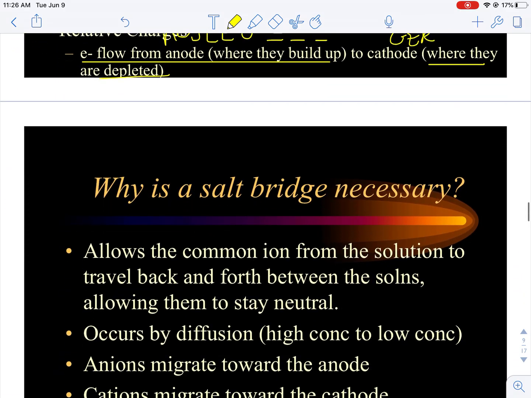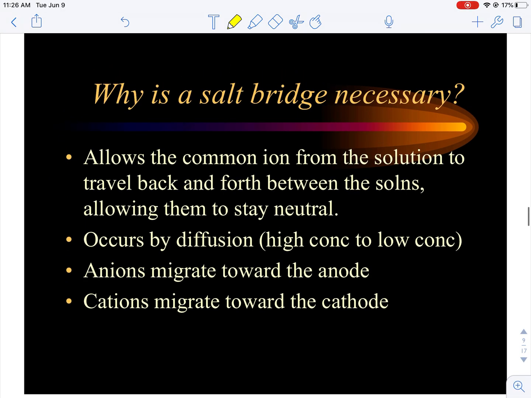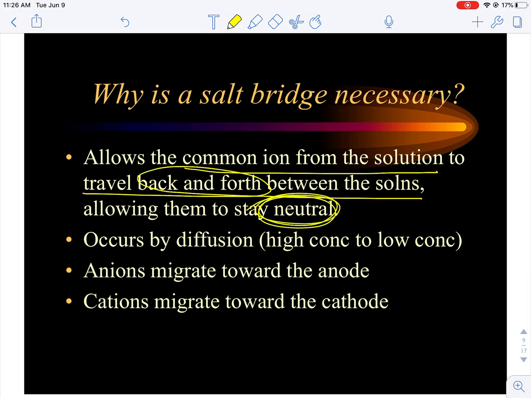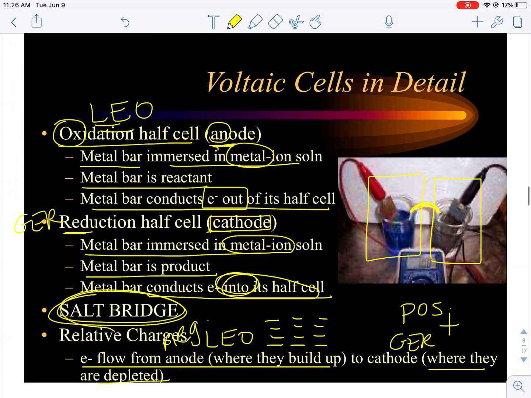Let's talk in more detail about the salt bridge. Why is it that we need it? Well, we need to have the common ion from the solutions be able to travel back and forth between them, allowing them to stay neutral.